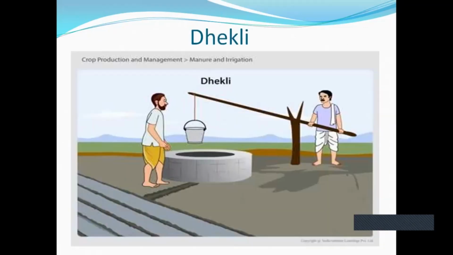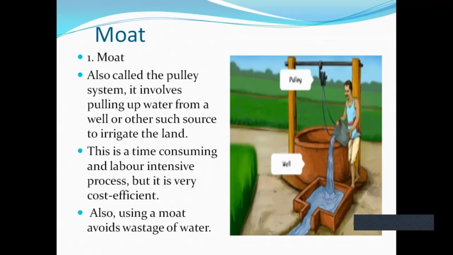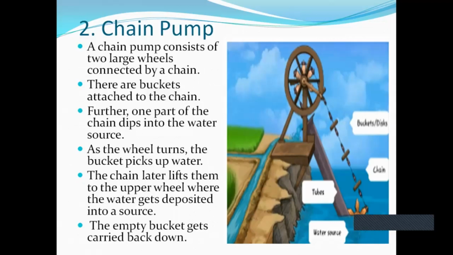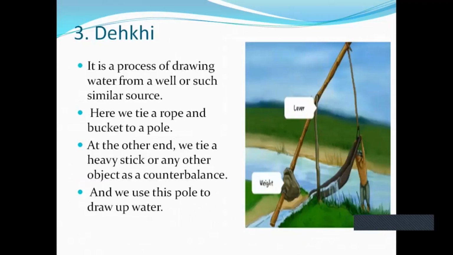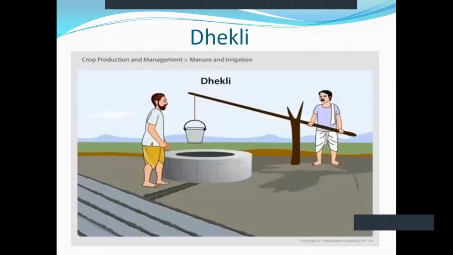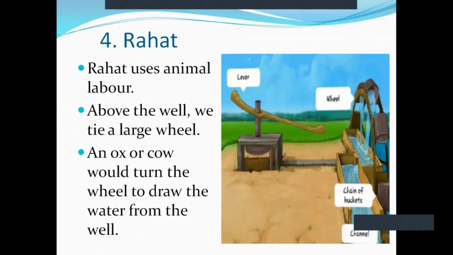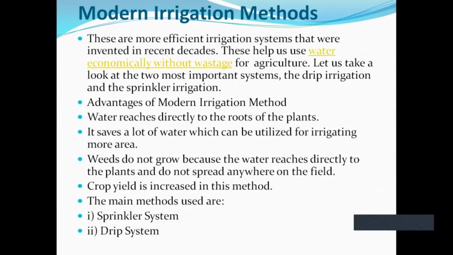What was the first one? The first one was moat. In moat, what is used? A pulley is used. Second was, as the name itself suggests, chain pump, in which chains are used to draw the water. Then is Dickie. In Dickie, there is a pole which is being used. And the last one is Rahat, in which a big wheel and a pair of oxen or cows are used. Okay, now, this is all about the traditional methods.